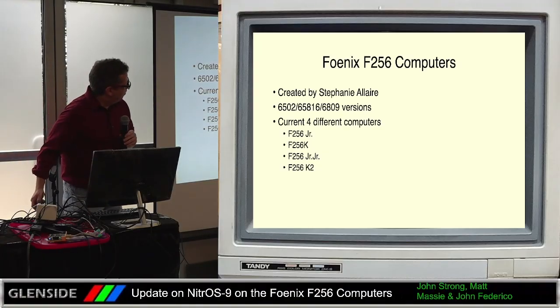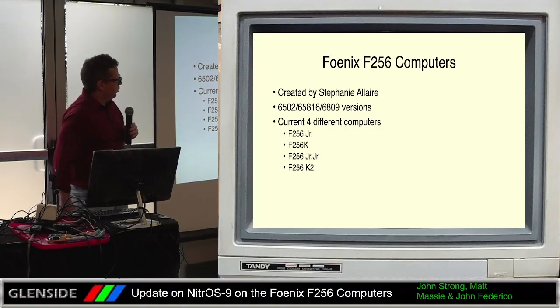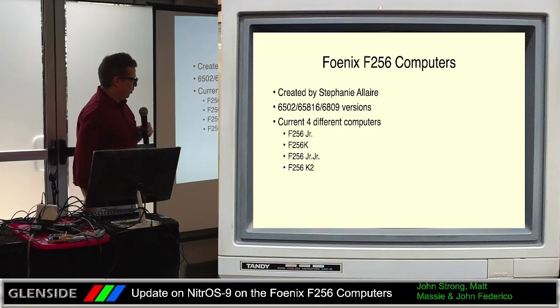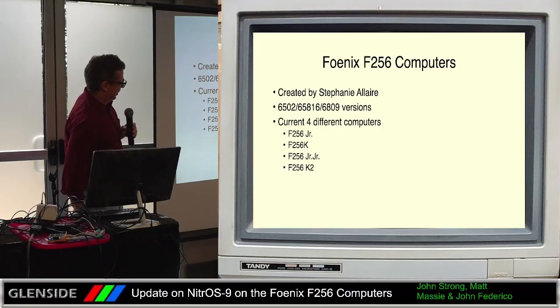So the Foenix F256 computers were created by Stephanie Allaire up in Canada. There's actually 6502, 65816, and 6809 versions. On the 2 new ones, there's some chatter about maybe making a 68000 core for it as well, so it could end up being 4 processors that are supported, but we'll see. I'm not going to hold my breath just yet, but it could happen.